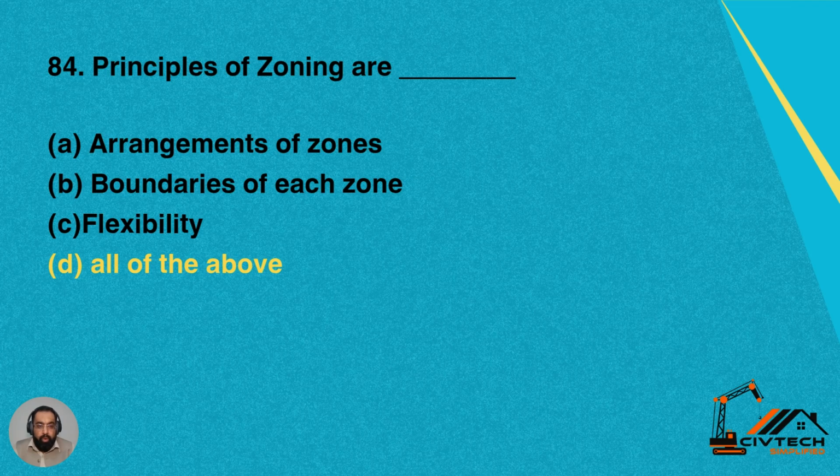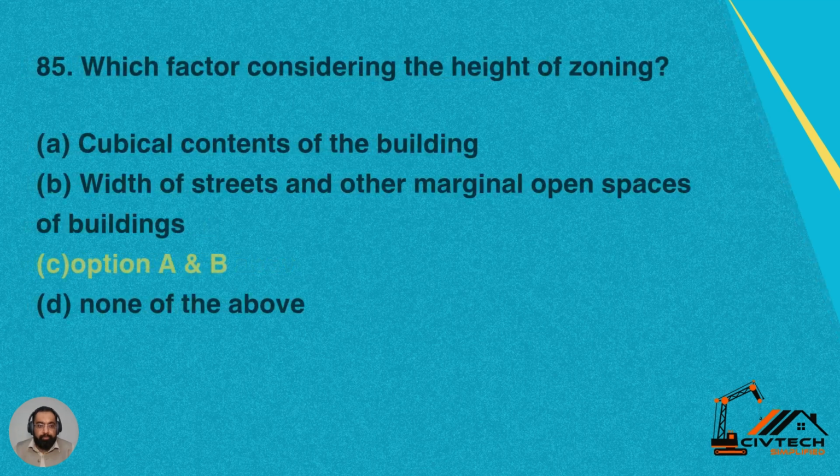Number one, arrangement of the zones, boundaries of the zone should be defined. The zone should be flexible to accommodate the needs, and D, all of the above. So all of the above is the correct option for this question. Option D is correct.